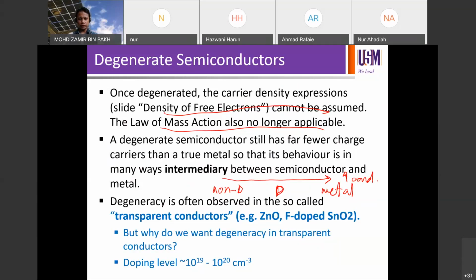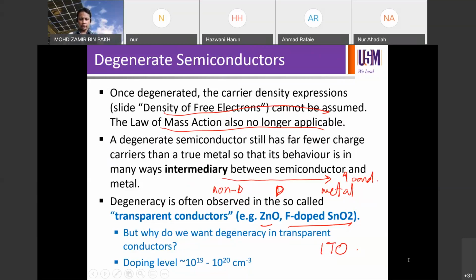So degeneracy is often observed in the so-called transparent conductors like zinc oxide, F-doped, fluorine-doped tin oxide, or indium tin oxide. So anyone working on indium tin oxide for your FYP? Anybody working on ITO? Anyone working on zinc oxide? Quite a number of you, right? So this is an example of a degenerate semiconductor. So try to go and check your material, right?